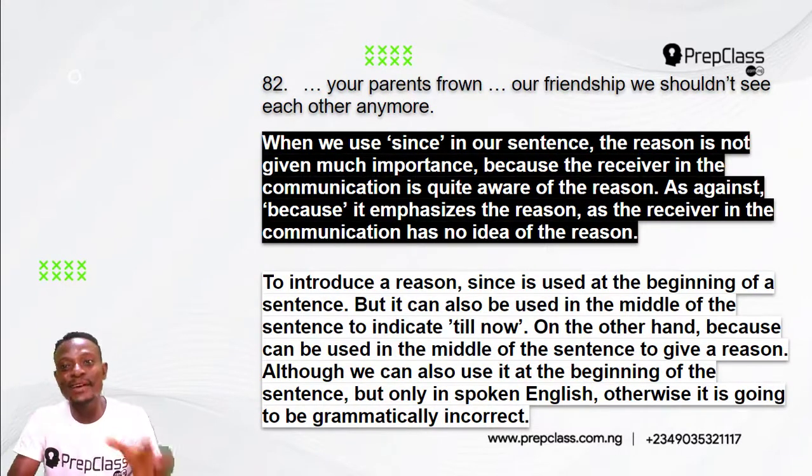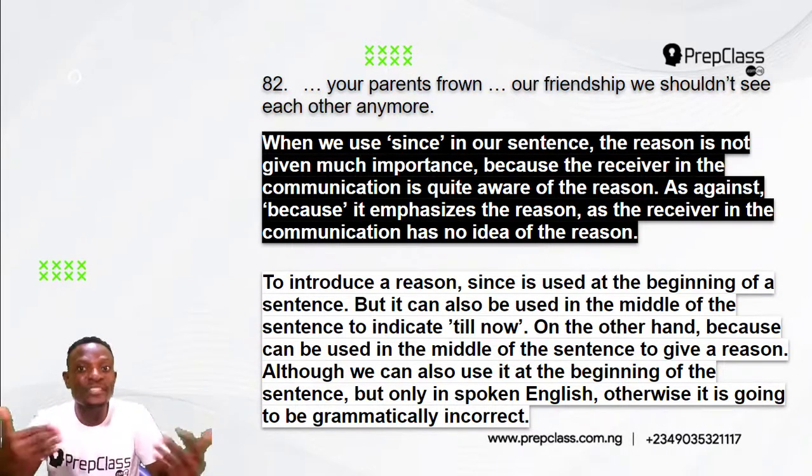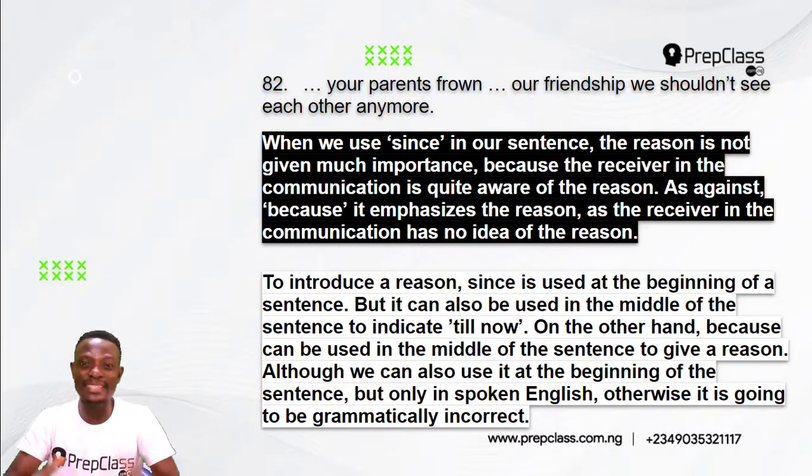When we use since in our sentence, the reason is not given much importance because the receiver in the communication is quite aware of the reason. When I tell you, since your parents frown at our friendship, we shouldn't see each other anymore, you already know that your parents frown at our friendship. But if I walk up to you and say, we shouldn't see each other anymore because your parents frown at our friendship, it's like you didn't even know your parents frown at our friendship. But I have been seeing some signs that your parents disapprove of our friendship.